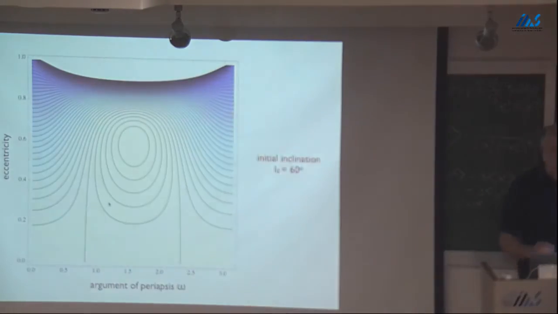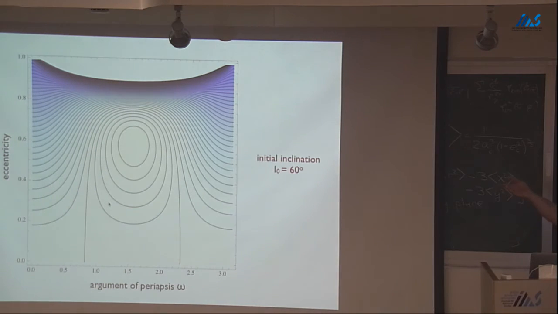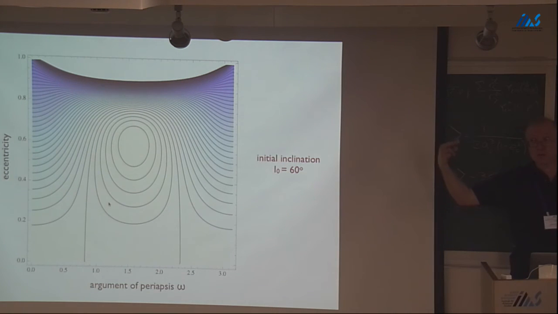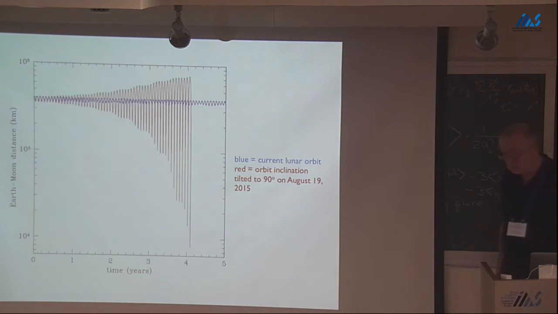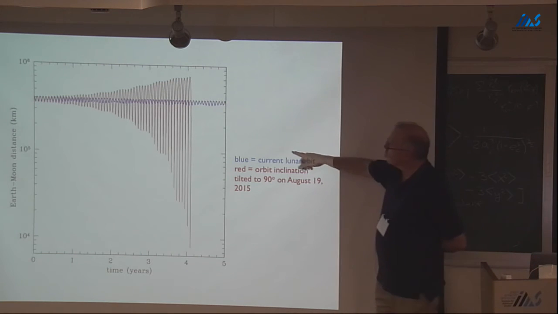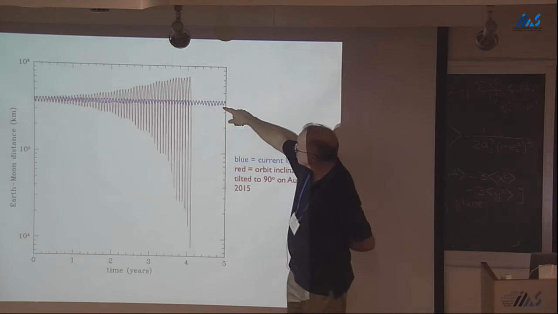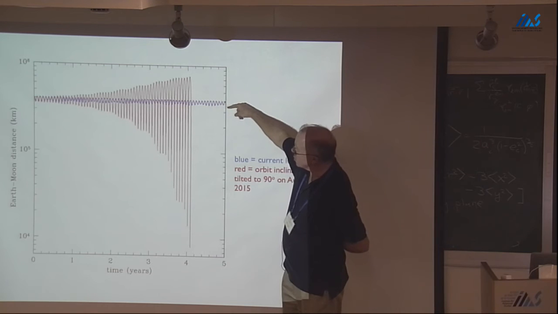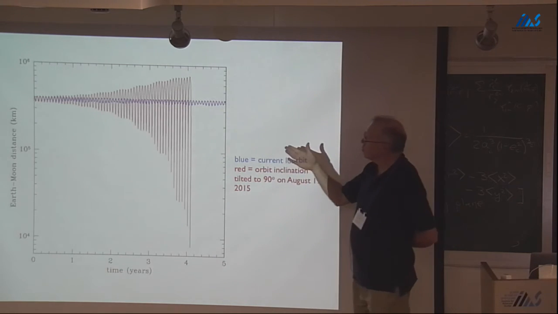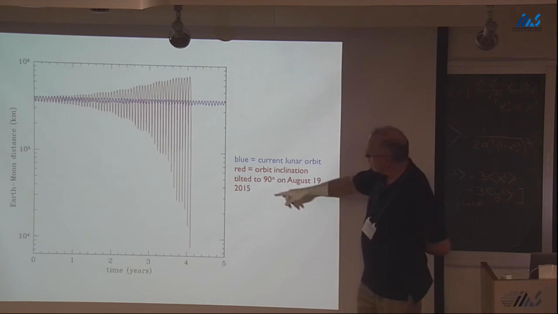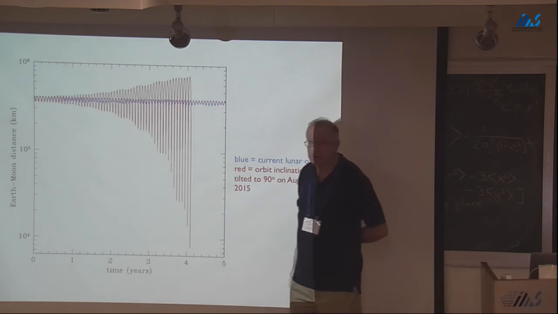It's an artificial example, but suppose that you take the moon, leave all its orbital elements the same, and simply rotate the moon's inclination to the ecliptic to 90 degrees. That's what the orbit looks like. The blue is the current lunar orbit. The Earth-Moon distance undergoes small oscillations due to the eccentricity of the moon, which continue indefinitely. If you rotate the moon to 90 degrees, then within 4 years it'll crash into the Earth.